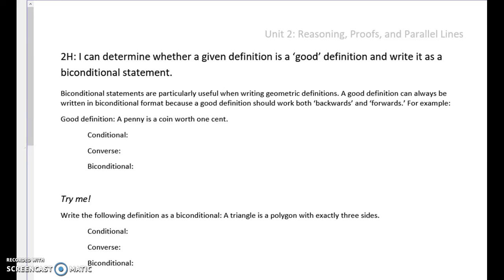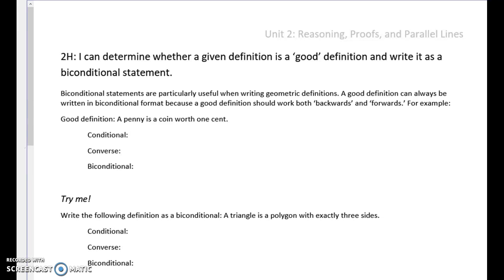I can determine whether a given definition is a good definition and write it as a biconditional statement. So we can use biconditional statements to write strong geometric definitions. A good definition can always be written in biconditional format because a good definition should work both forwards and backwards, or we could say in conditional and converse form.